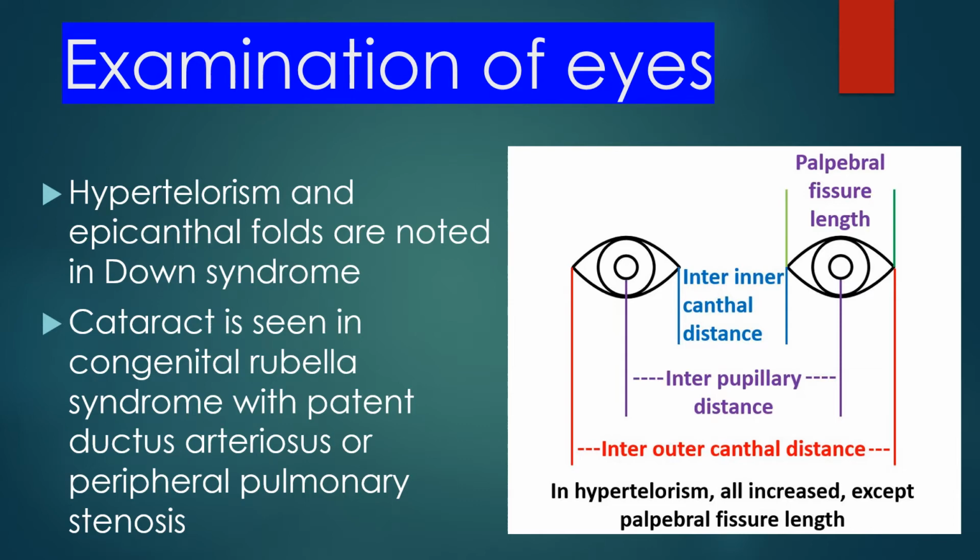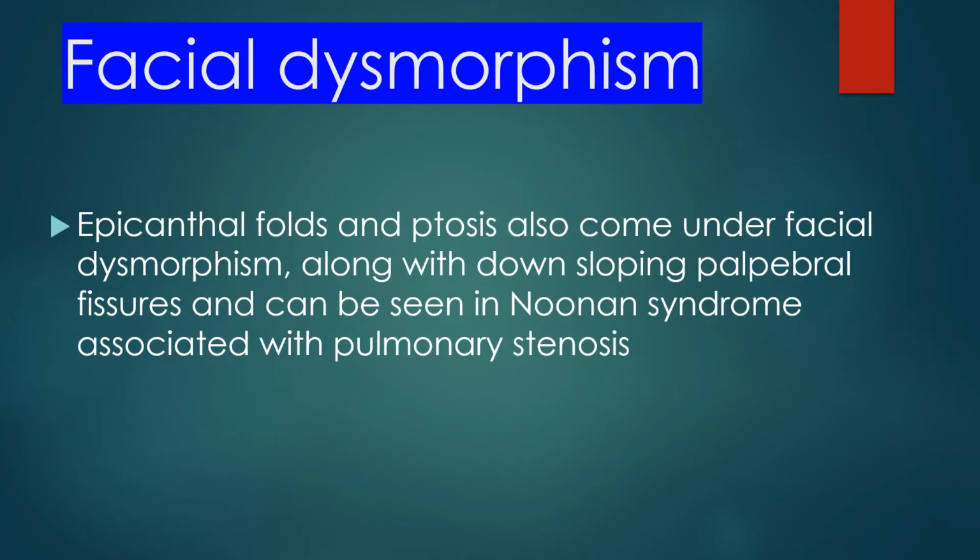Inter-intercanthal distance, interpupillary distance and inter-outer canthal distance are increased in orbital hypertelorism. Palpebral fissure length is normal. Epicanthal folds and ptosis also come under facial dysmorphism along with downsloping palpebral fissures and can be seen in Noonan syndrome associated with pulmonary stenosis.